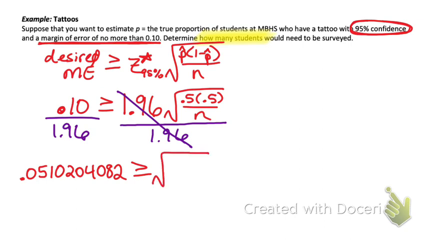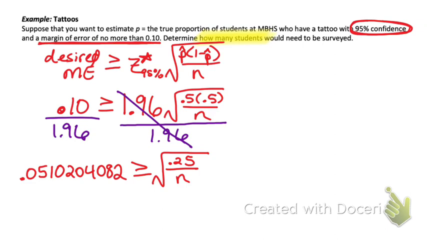Okay, time out. I'm about to do another step at the same time. 0.5 times 0.5. What is 0.5 times 0.5? That's going to go right here. It's 0.25.